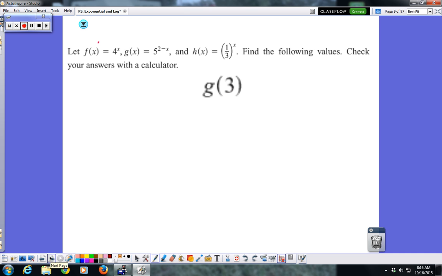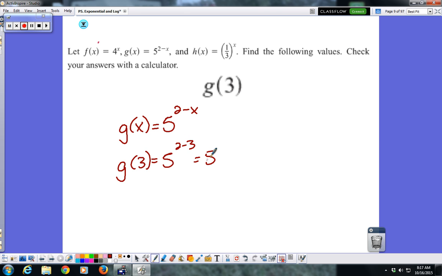Next, we'll find g to the third power. If g of x is 5 to the 2 minus x, g of 3 is 5 to the 2 minus 3, or 5 to the negative 1. Also a reminder, when you're dealing with negative exponents, you need a fraction bar. Let's always leave our exponents as positive. Bring that 5 to the negative 1 to the bottom, and it becomes 5 to the positive 1. So g of 3 is 1/5.